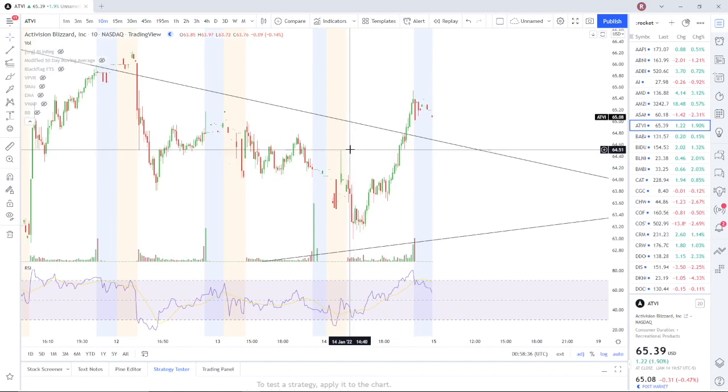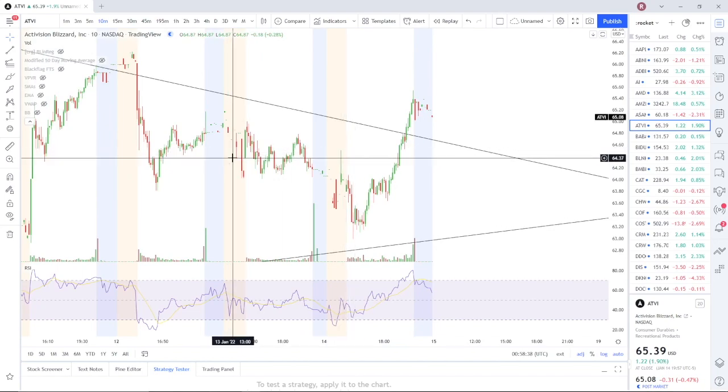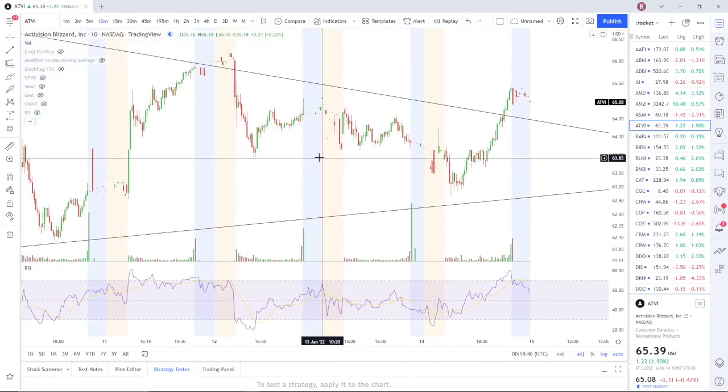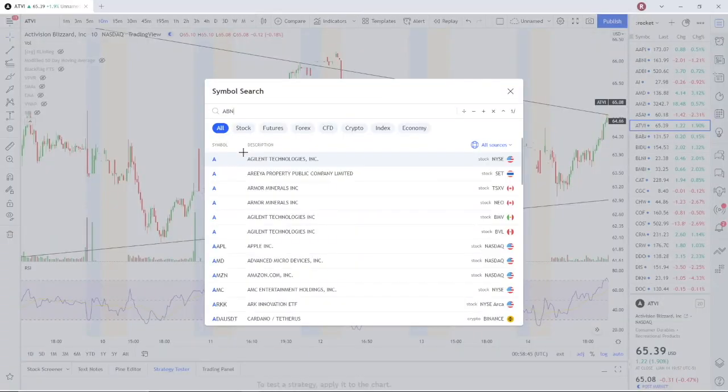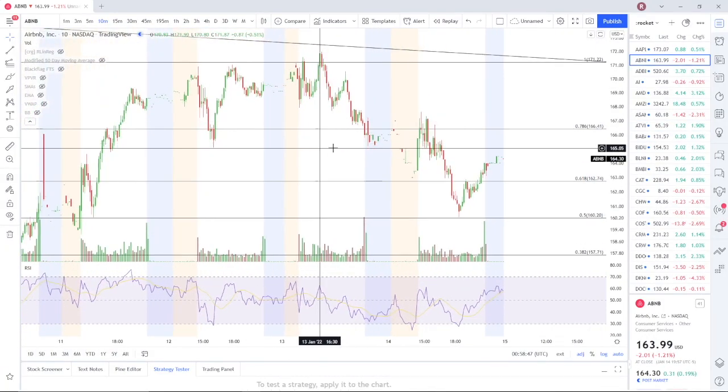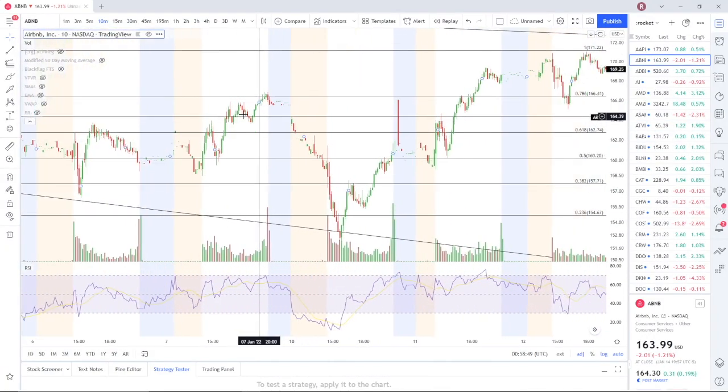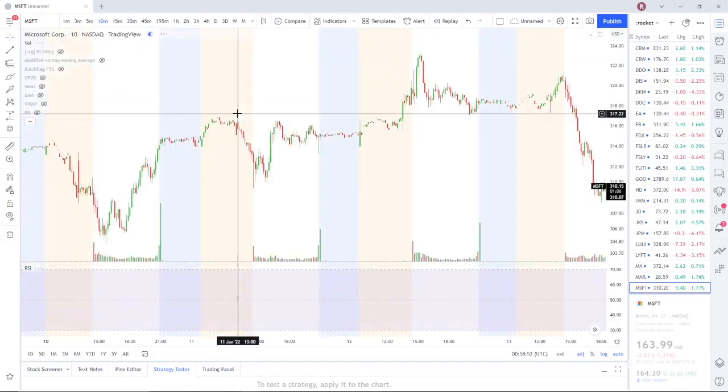Activision, we broke out of that large print. We rallied like crazy. Same thing here. Chopped on this one. Yeah, not the best. I'm starting to see that on smaller names. Airbnb, no. I'm pretty sure Microsoft's will work.